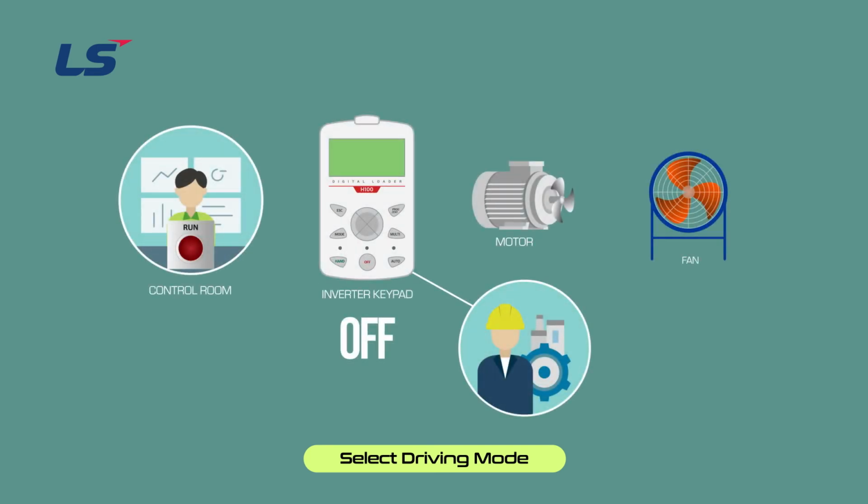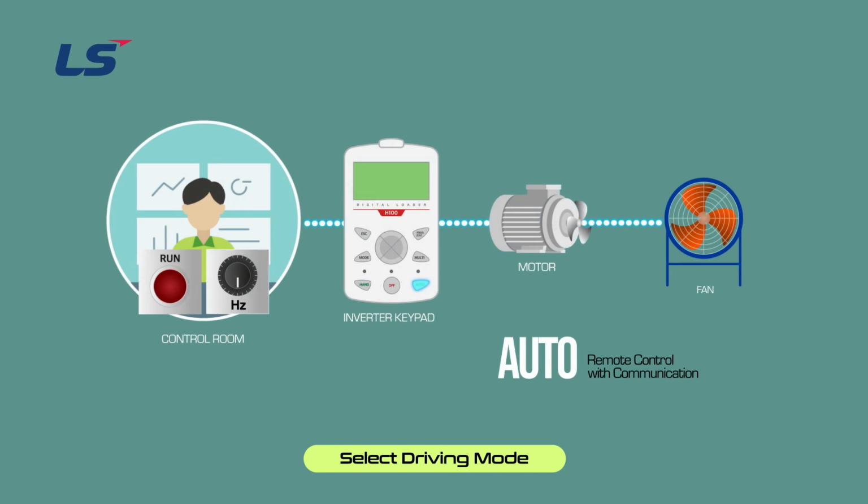If there is a problem with the load, suppose that the field worker checks the load. The worker proceeds safely by changing the inverter state off. When the inverter state is off, the load does not operate even if a driving command is sent. When you switch to auto mode after the inspection, the inverter is operated from the control room.